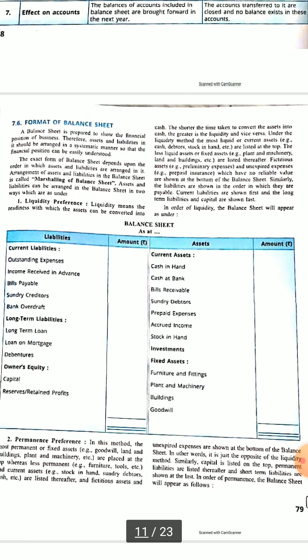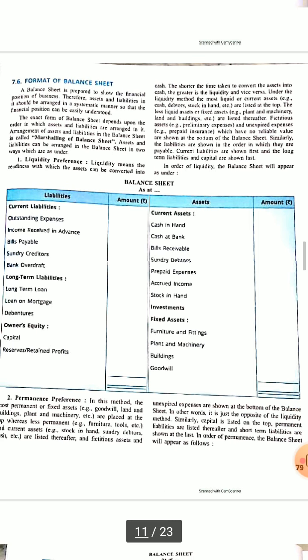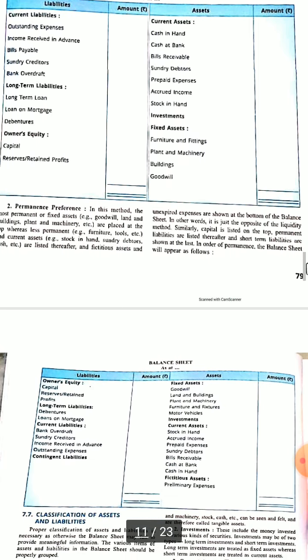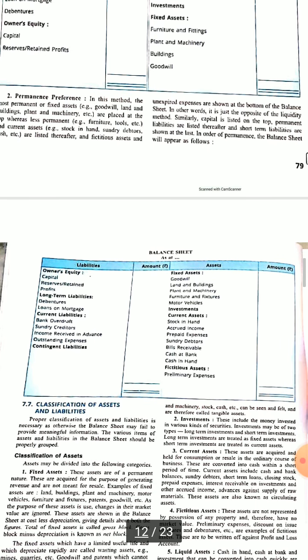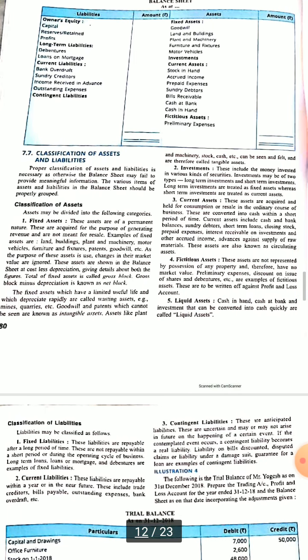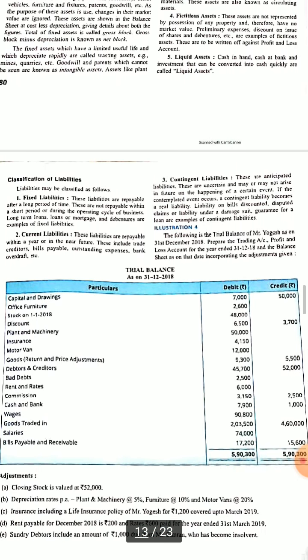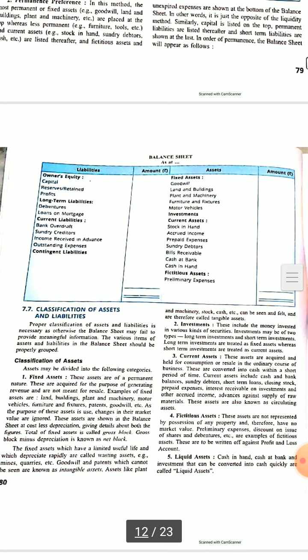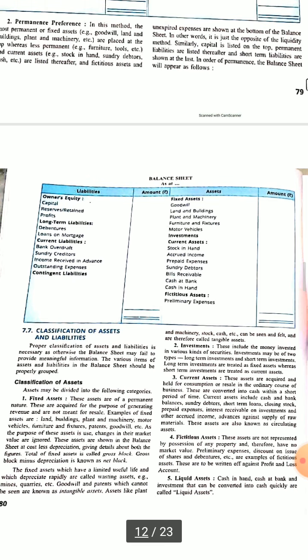If you give it liquidity preference, it means the most liquid of the liabilities and assets are written first, so current liabilities will come first, and on the asset side current assets will come first. If it is written on the basis of permanency, then owner's equity will be written first and fixed assets on the asset side will be written first. So at first fixed assets are generally mentioned, then investments or current assets, and then fictitious assets are written at last.